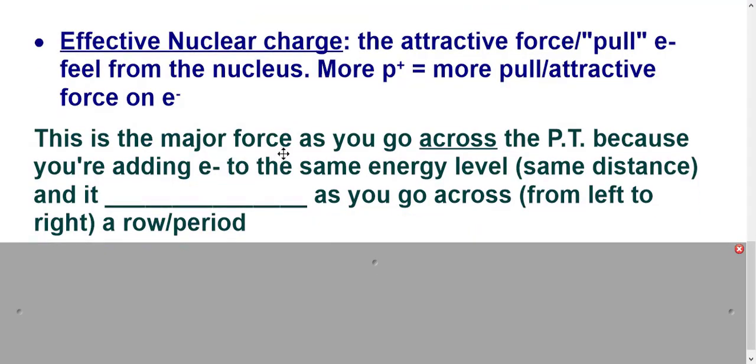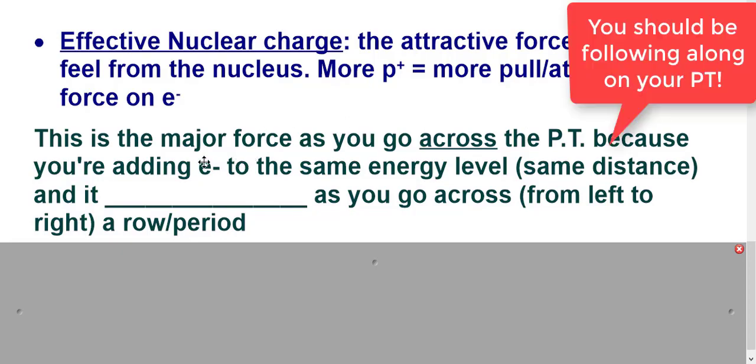This is the major force as you go across the periodic table. Distance was the major force as you go down. This is the major force as you go across, and that's because you're adding electrons to the same energy level as you go across. So think from left to right on the periodic table, staying in the same energy level. If you think about that second row, from lithium to neon, you are adding electrons all to that second energy level. However, lithium has 3 protons in the nucleus versus neon has 10.